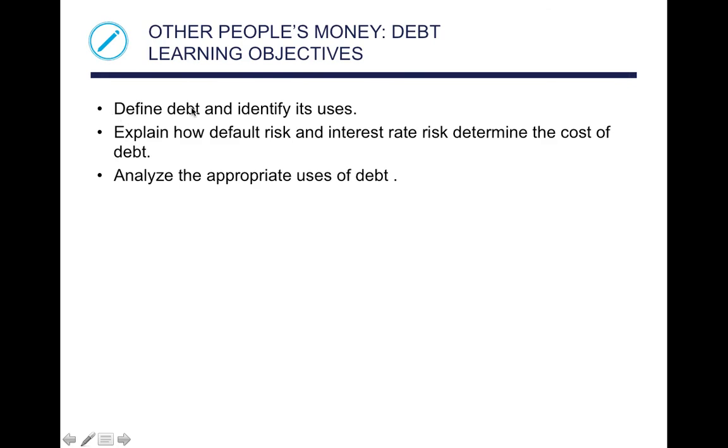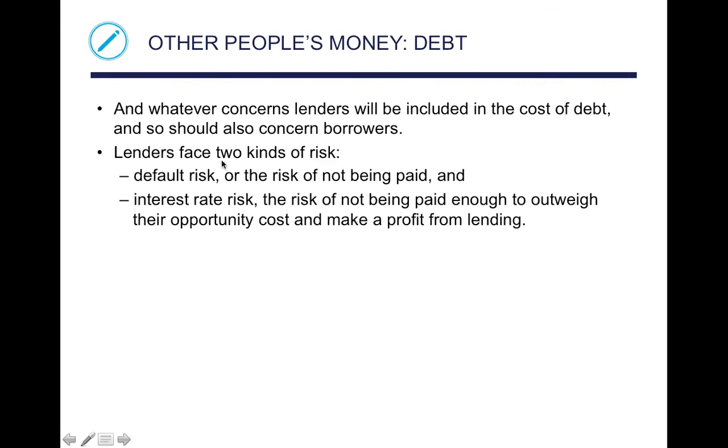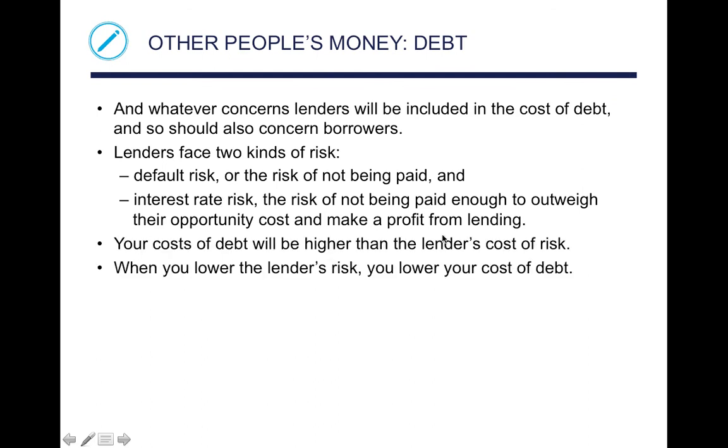Other people's money, debt learning objectives. Define debt and identify its uses. Explain how default risk and interest rate risk determine the cost of debt. Analyze the appropriate use of debt. Whatever concerns lenders will be included in the cost of debt, and so should also concern borrowers. Lenders face two kinds of risk: default risk, or the risk of not being paid, and interest rate risk, the risk of not being paid enough to outweigh their opportunity costs and make a profit from lending. Your cost of debt will be higher than the lender's cost of risk. Of course, when you lower the lender's risk, you lower your cost of debt.